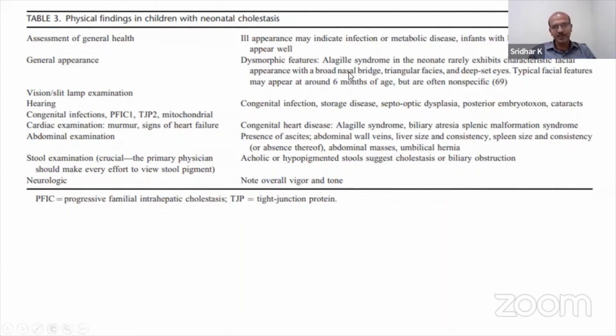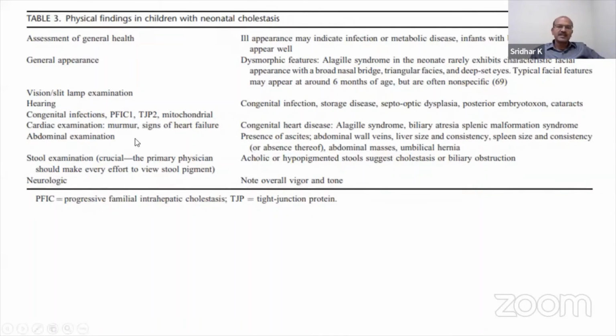Remember that you may not pick that up in the newborn period. The typical dysmorphism, the broad nasal bridge, triangular face, deep set eyes, and sharp chin, they develop around 6 months of age. In terms of the vision examination and hearing assessment, you have congenital infection, septo-optic dysplasia, and you can get posterior embryotoxon in the Alagille syndrome, and cataracts as well in intrauterine infections. Cardiac examination can be a feature of Alagille syndrome. You also get polysplenia and situs malformations in some specific types, syndromic types of biliary atresia.